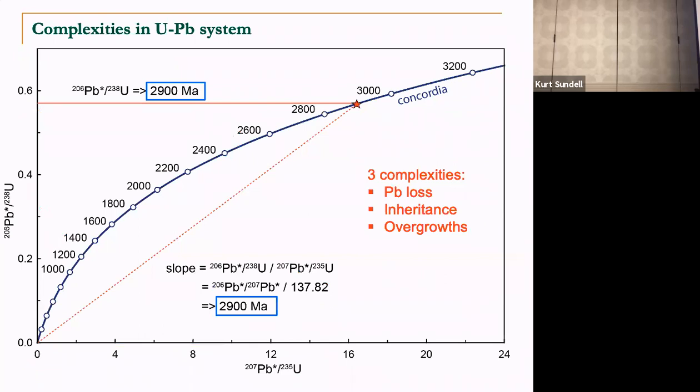Okay, so we need to work through 3 complexities before we move on to how we actually measure these things. The first complexity is lead loss. The second complexity is inheritance. And the third complexity is going to be overgrowth.